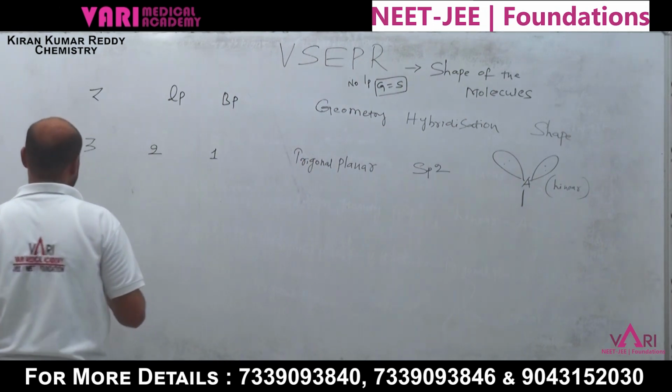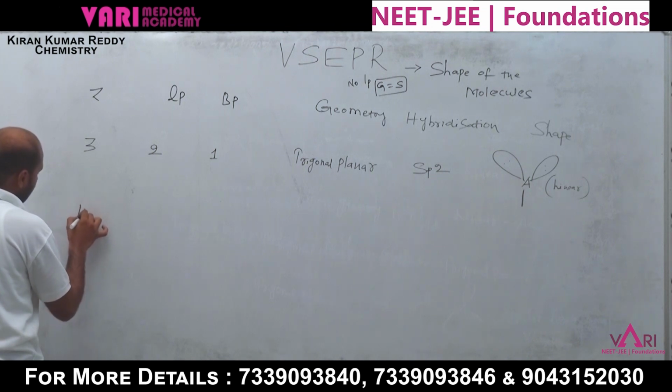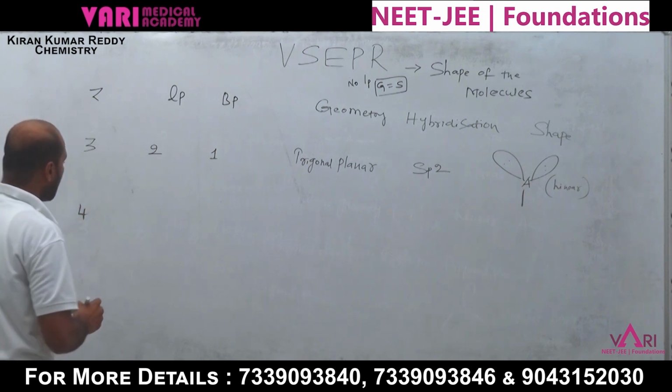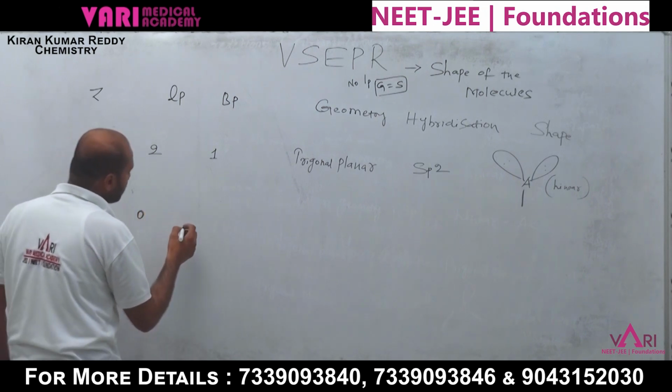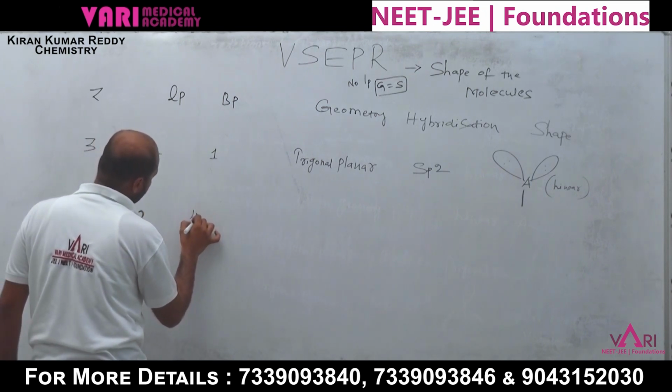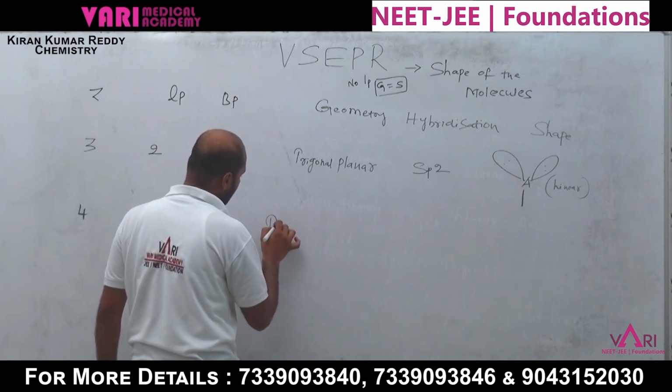Next one is Z is equal to 4. Z is equal to 4 means sp3 hybridization. Lone pairs are 0. Now bond pairs, 4 bond pairs are present. Now 4 bond pairs are present means tetrahedral geometry.